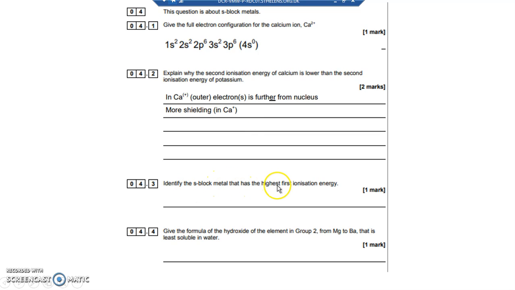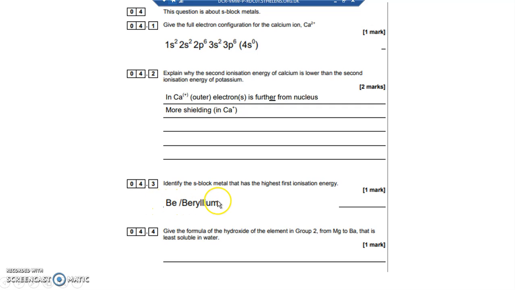Identify the S-block metal that has the highest first ionization energy. So it's something towards the top, something that's small, because if it's small, the electrons are closer to the nucleus, and attracted by the protons in the nucleus. So right at the top of group 1 and group 2 are lithium and beryllium. So the answer is actually beryllium. Beryllium, because it's right of lithium along the second period, and therefore it's got more protons.